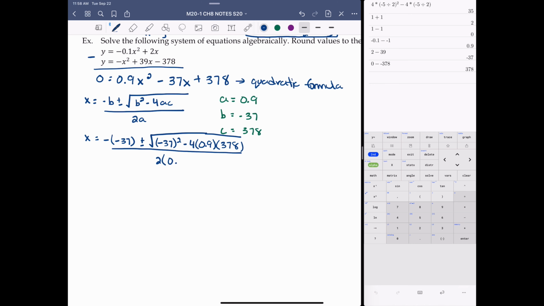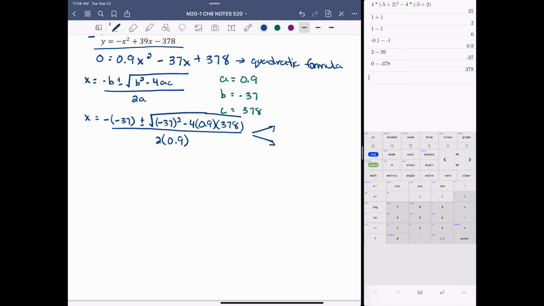Again, it says round values to the nearest tenth, so we don't need to give an exact value, which means that we can just use our calculator from here to get our answers. Plugging in negative bracket, negative 37, close bracket. I'm going to do the plus first, then I'll do the minus. Square root second, x squared to get the square root. I'm going to bracket everything that's in here. So one bracket for all of the square root, another bracket for negative 37, close bracket, then squared, then minus 4 times 0.9 times 378, close a bracket for everything that's under the square root.